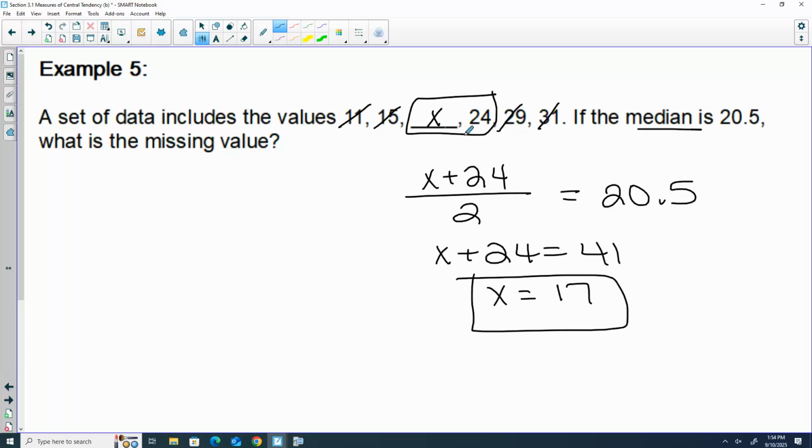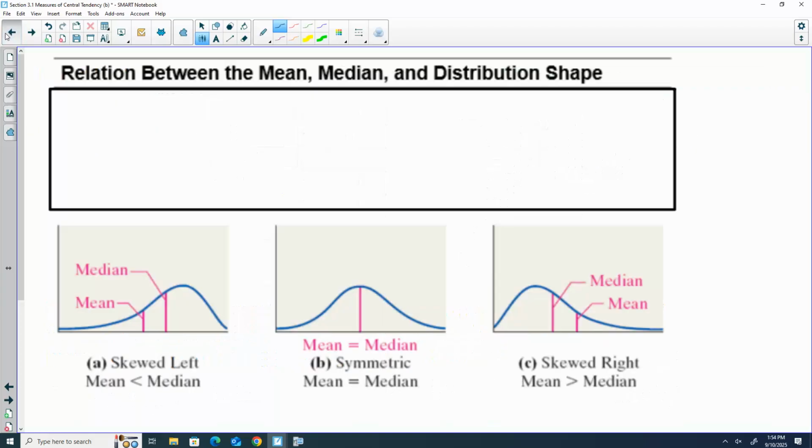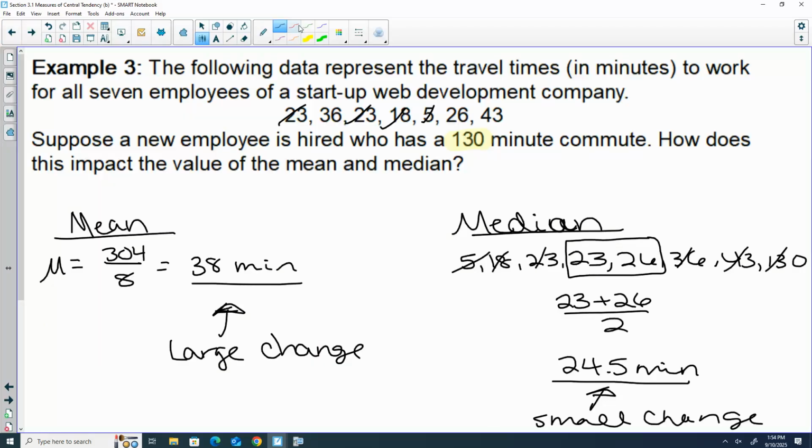Does this set have a mode? No. What about our drivers, our commute times example? Did we have a mode on those? Yeah, what was my mode? 23. That was the only one that was repeated.